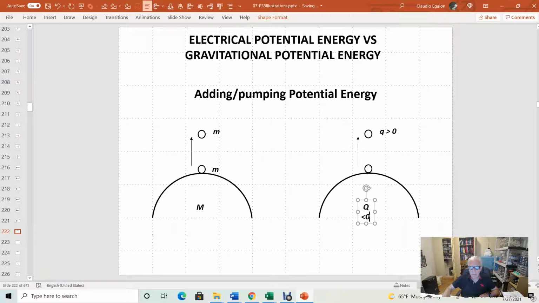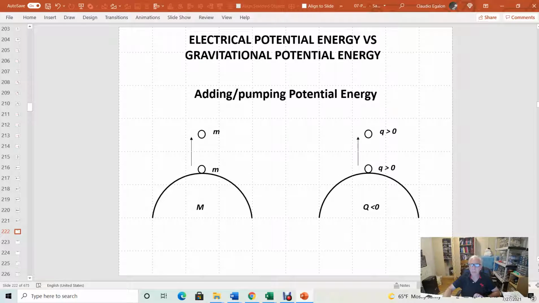Why is that? Because I want to keep the analogy between the forces of attraction between this big mass and this small mass. I want to show to you that this big charge is also attracting the small charge. So here we go.